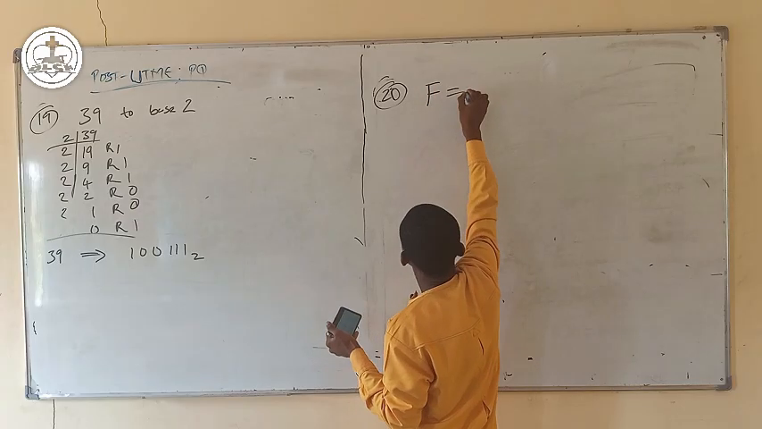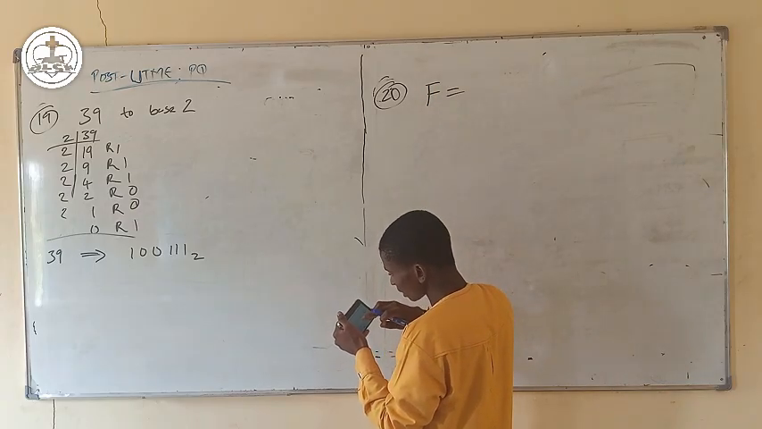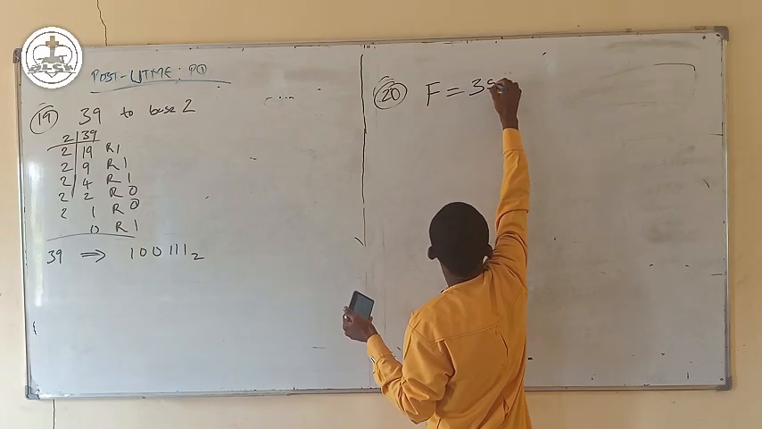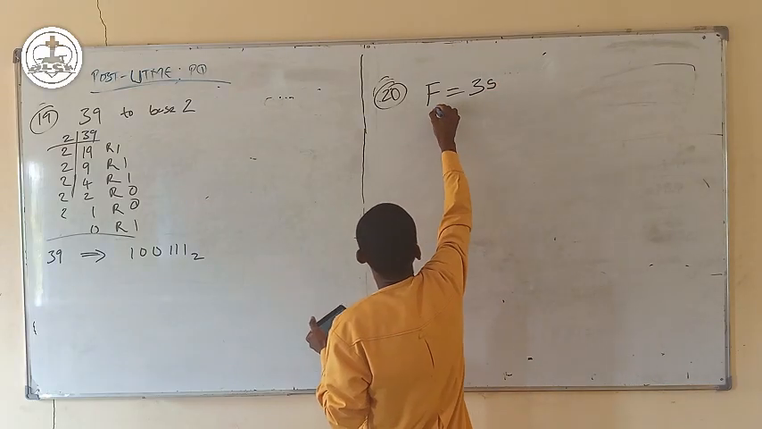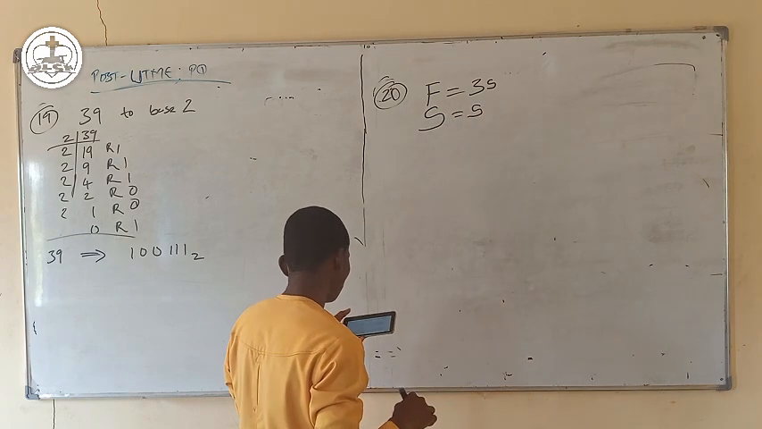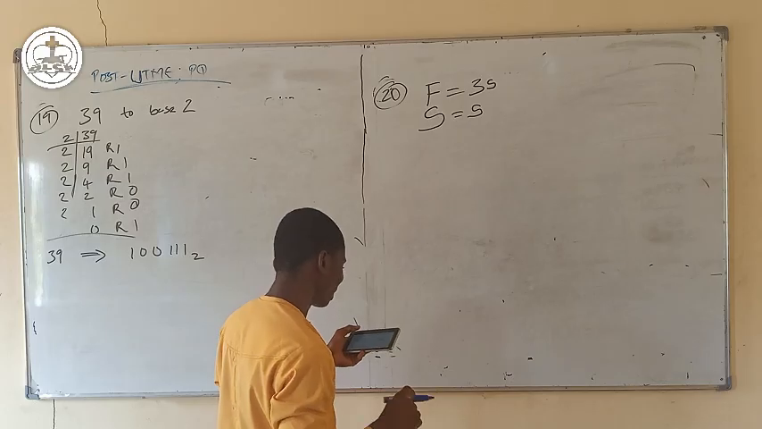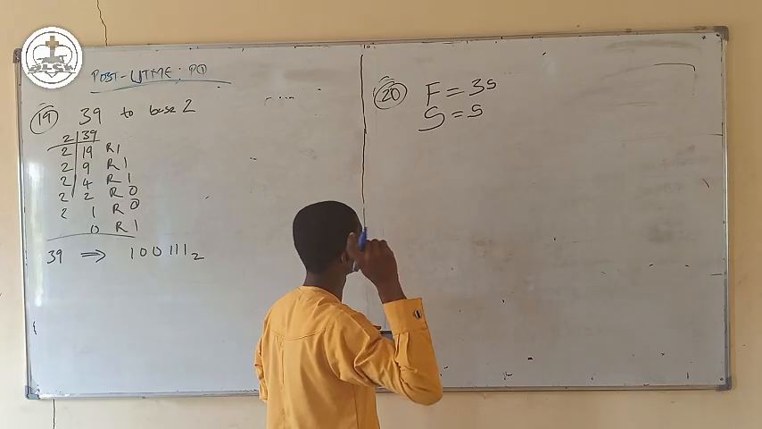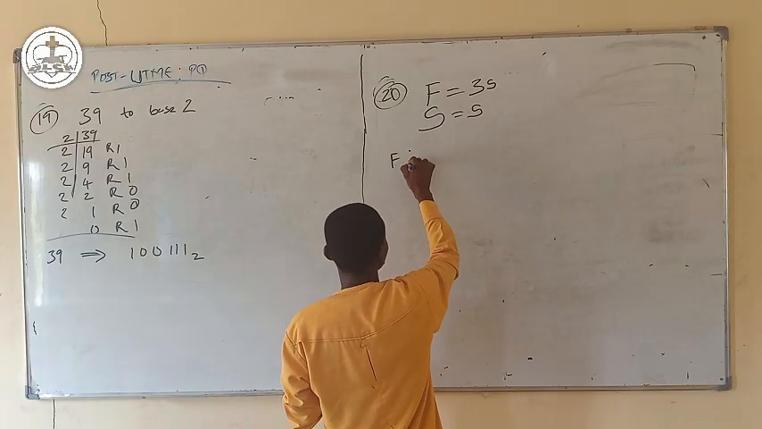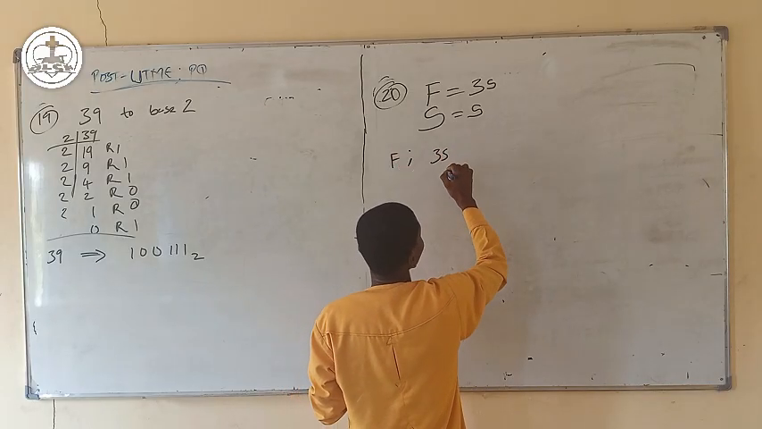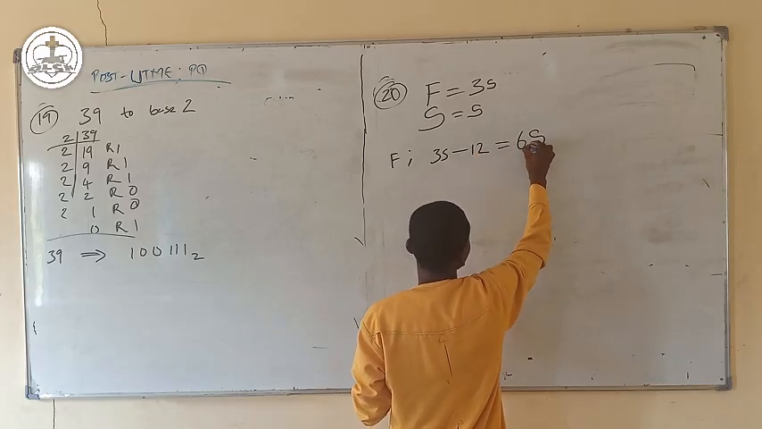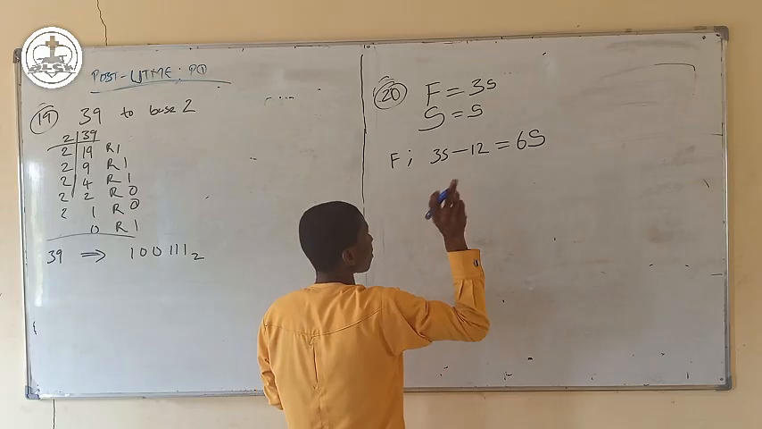Let F be the age of the father, and the father is 3 times as old as his son. Let s be the age of the son, so the father is 3s. Now, 12 years ago, the father was 3s minus 12, and he was 6 times as old as his son.